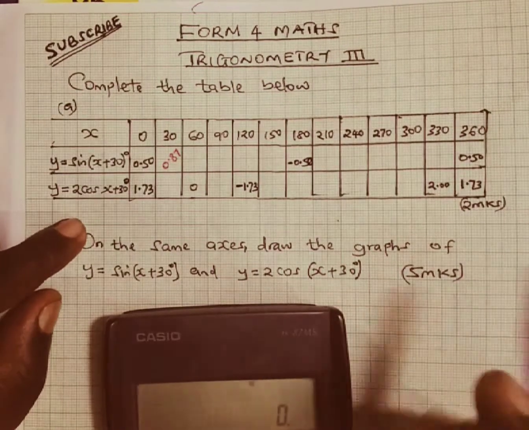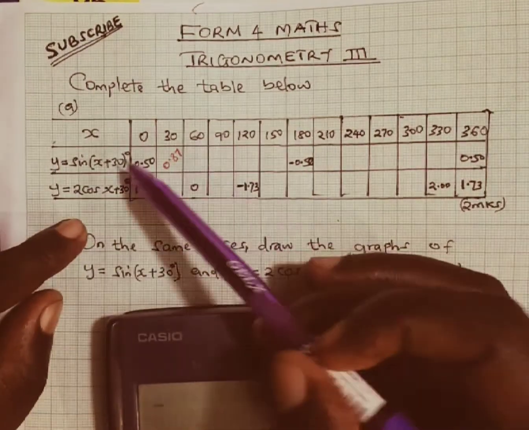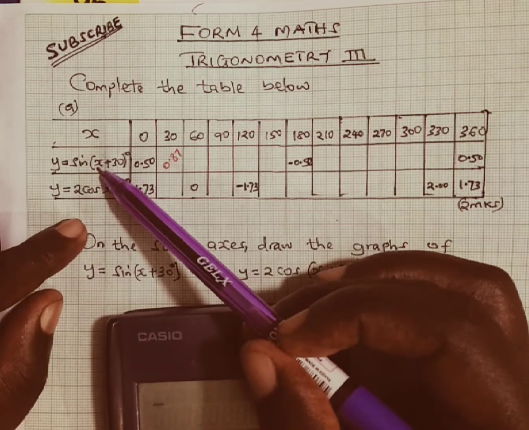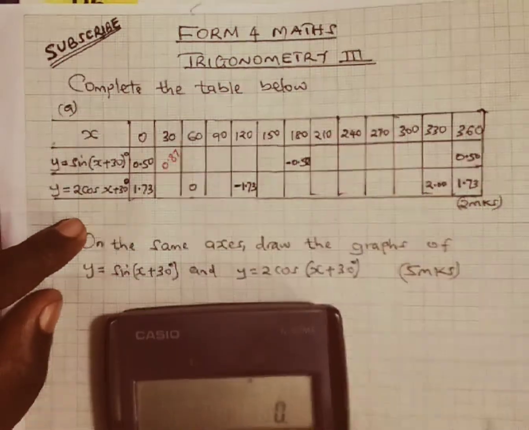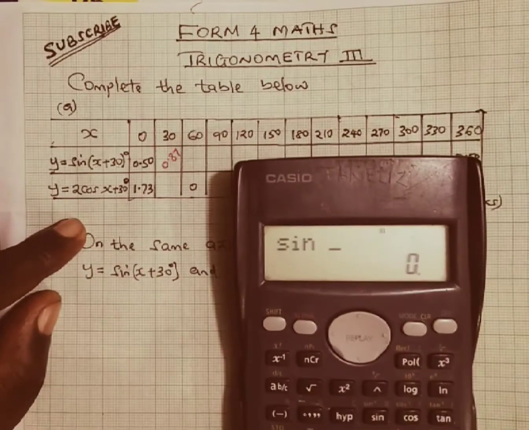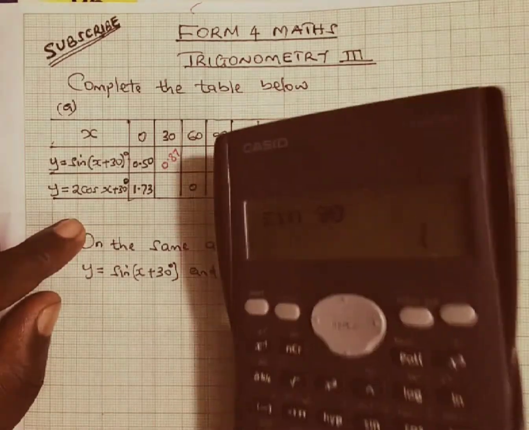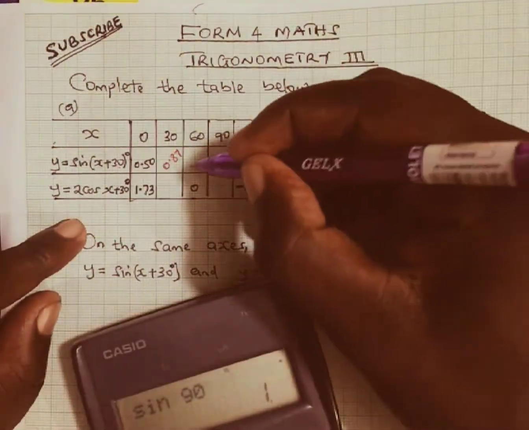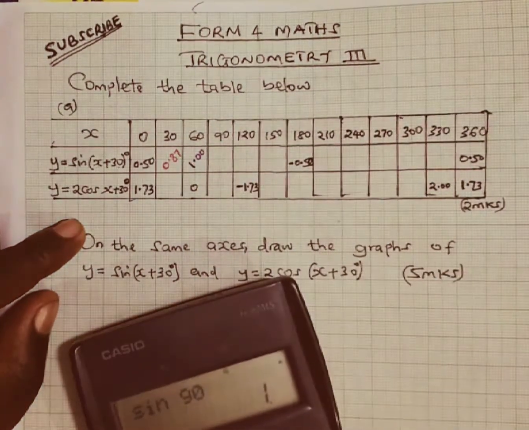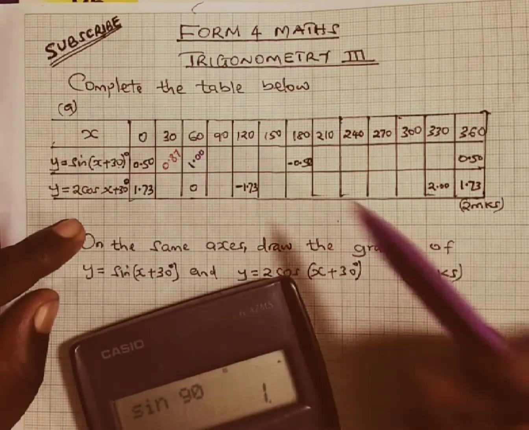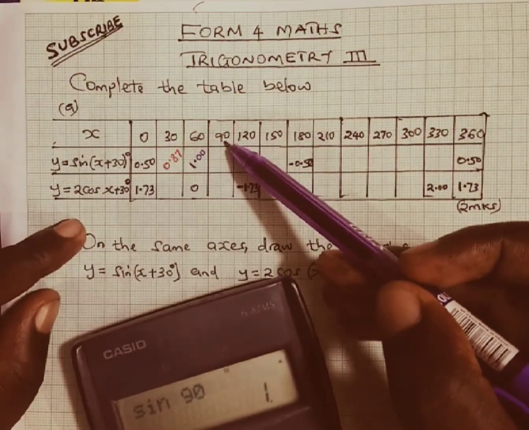Next we have 60. So our x is 60. 60 plus 30 is 90. So sine of 90 will give us 1. So we are going to fill here 1.00 or simply 1.